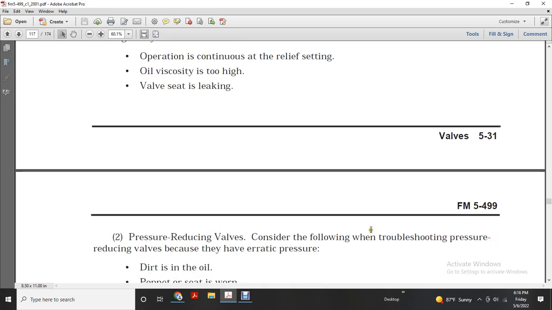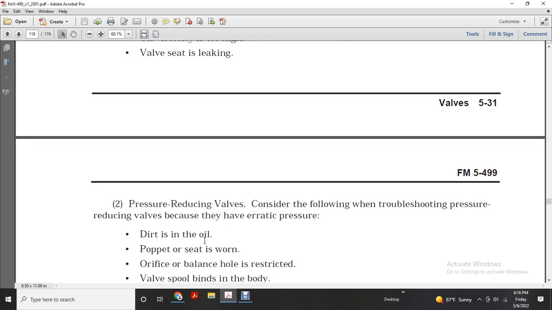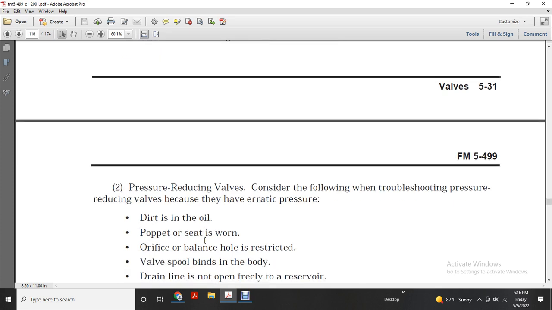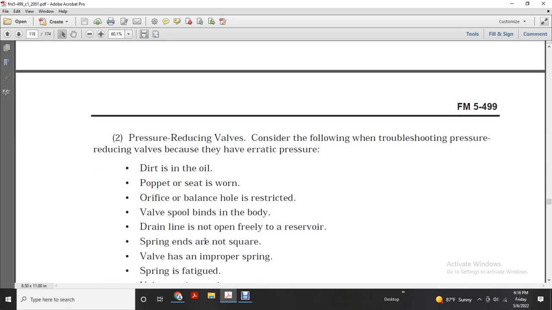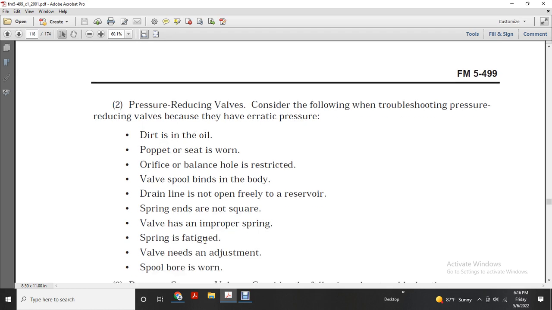Pressure reducing valve. Consider the following when troubleshooting a pressure reducing valve that has an erratic pressure. Dirt is in the oil. The poppet or seat is worn. The oil balance restricts the valve. The spool binds in the body. The drain line is not open freely to the reservoir. Spring ends are not square. The valve has an improper spring. The spring is fatigued. The valve needs adjustment.